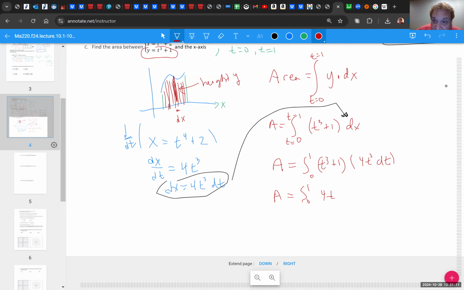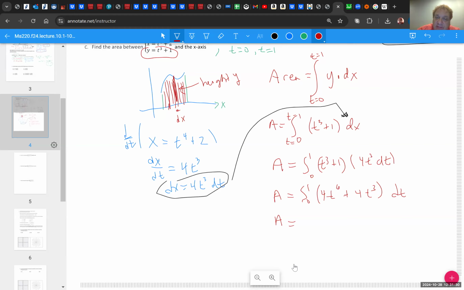That is t cubed times 4t cubed, which is 4t to the 6th. And then 1 times 4t cubed is 4t cubed. And all of this is times dt. These are nice, simple power rules or polynomial rules.